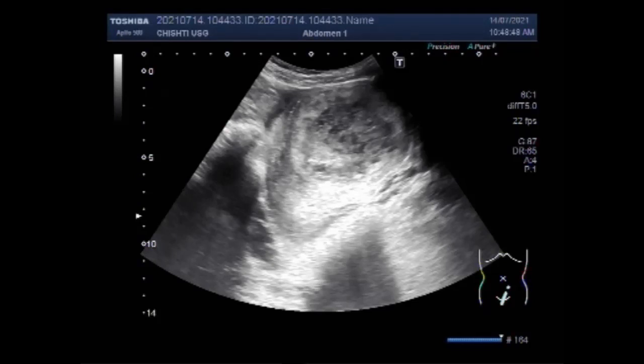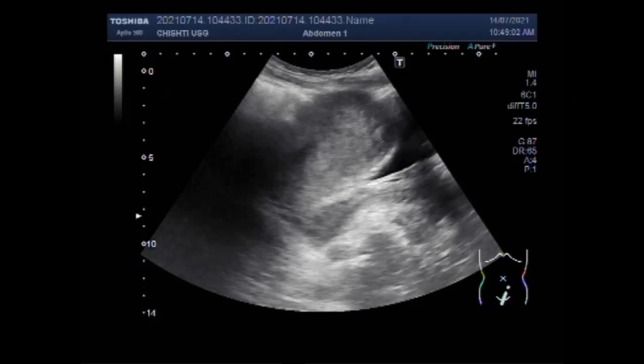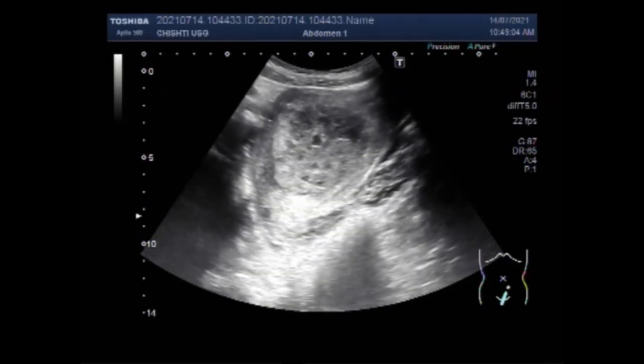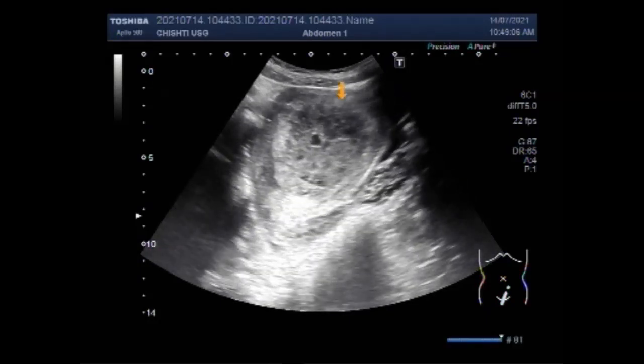A pelvic ultrasound scan will show the presence of tissue inside the uterus with the characteristic snowstorm appearance of a molar pregnancy. The scan may be performed via the abdominal scan or the vagina.